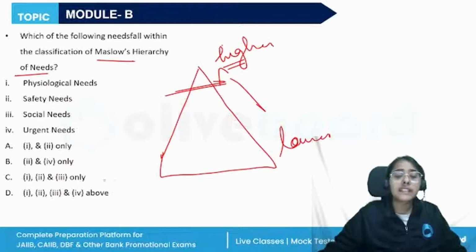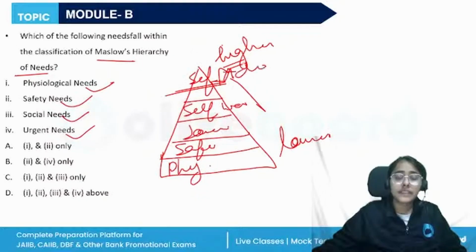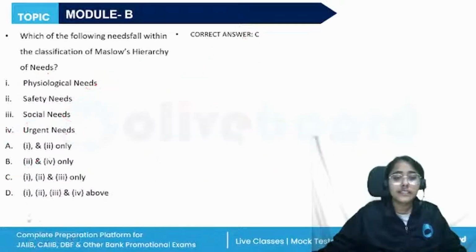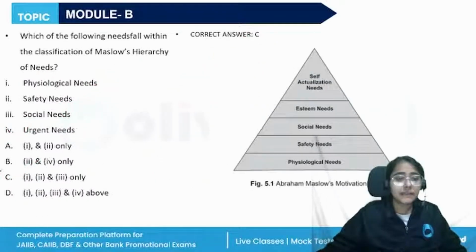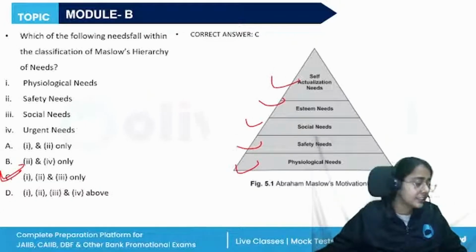It is a multiple selection type question. So physiological, safety, social, esteem, and self-actualization. These are the five levels. Urgent needs do not form a part of the Maslow's hierarchy. So the correct answer is option C. Option C. Right? 1, 2, and 3.